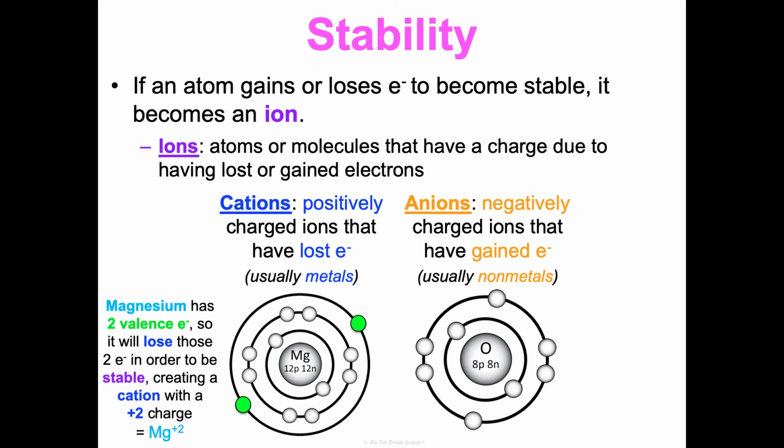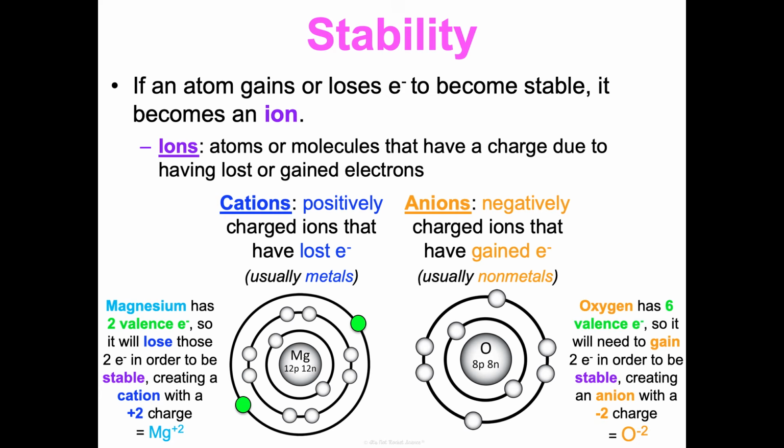And those on the right side of the periodic table, in group 15, they have 5 valence electrons. In 16, they have 6. In 17, they have 7. It makes so much more sense for them to gain 3 or 2 or 1 valence electrons than lose 5 or 6 or 7. So look at oxygen.